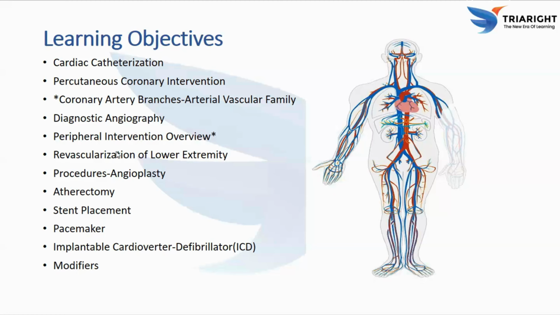Peripheral intervention overview. What does this cover? It covers interventions done outside the heart, like the abdomen, pelvis, and upper and lower extremities. Why is this section important? Because it has extensive bundling rules.